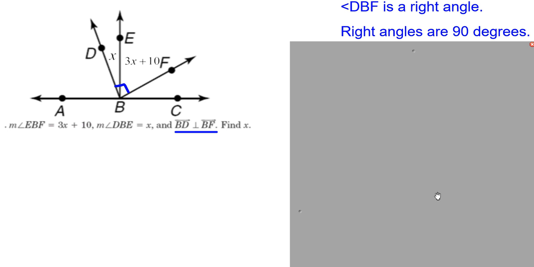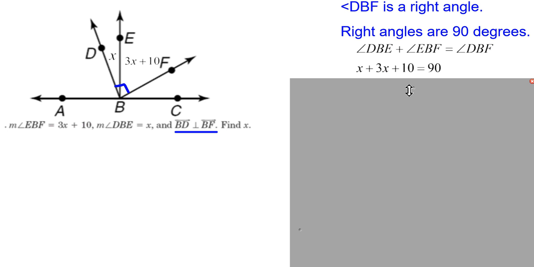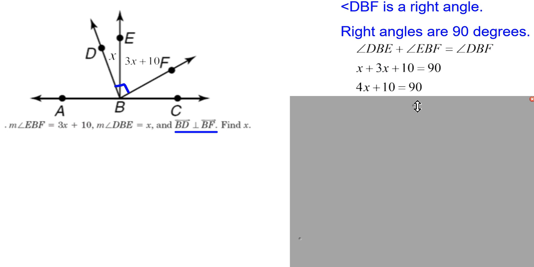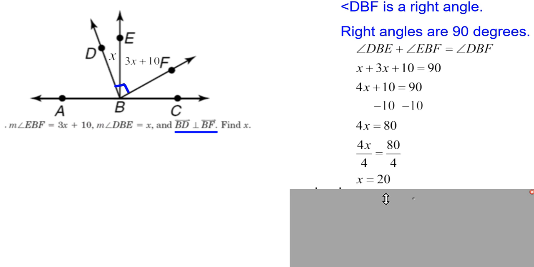We have an equation I think we can solve, right? These are complementary angles, so they should equal 90. So x plus 3x plus 10 equals 90. We've got some simplifying to do, so we're going to have 4x plus 10 equals 90. We can start undoing the equation to solve for x by subtracting 10 from both sides. Then we just have to undo the multiplication, so we're going to divide by 4. It says that x is 20.